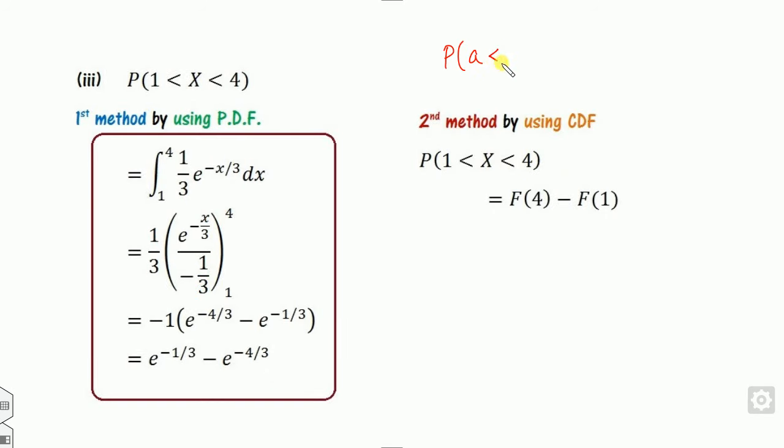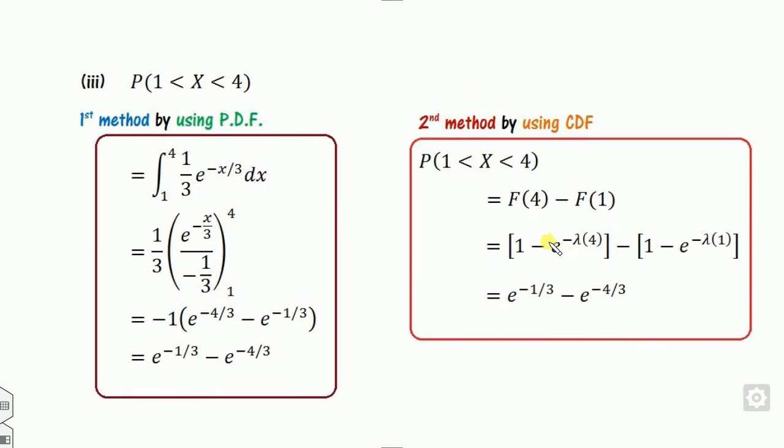If you remember from our last videos related to the CDF, this is F(b) minus F(a). So F of 4 minus F of 1. So what is F of 4? 1 minus e raised to the power -4a. And what is F of 1? 1 minus e raised to the power -a. So you can substitute the value of a here. a is my 1 by 3. So you will get the same answer. So remember, this is a 3-step rule.